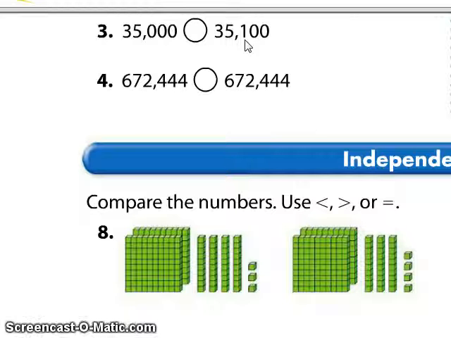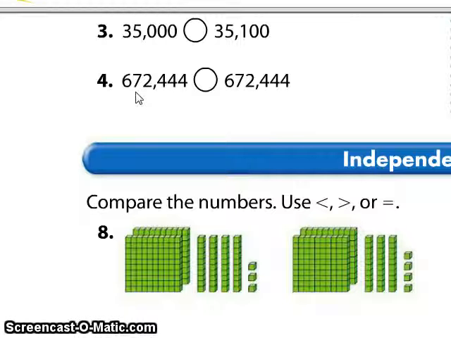Uh-oh, there's a difference. What's the difference? You got it. The 1 is bigger than the 0. So your number should say 35,000 is less than 35,100. Now let's look at number 4. 672,444. Is it greater than, less than, or equal to 672,444? Now a lot of you are thinking the same thing that I'm thinking.